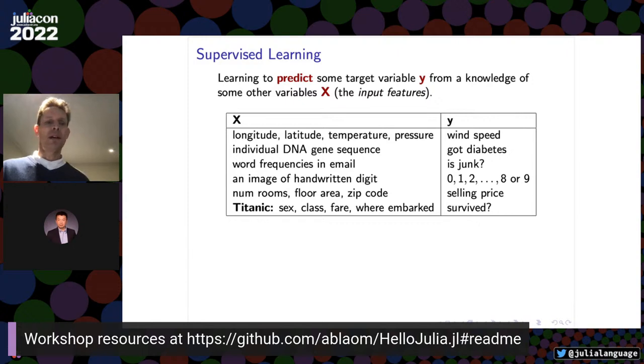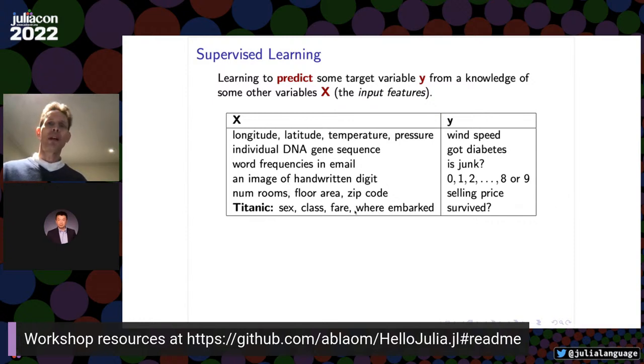Another example might be you are doing genetics, or you're a biologist, and the input features here are DNA sequences. So you're looking at genes, genetic sequences, and the thing you're trying to predict is whether a person is likely to get a certain disease based on their genes. You might be classifying emails, junk or not junk, so that's another example. You might be trying to classify handwritten digits as 0, 1, 2, 3, 4, 5, 6, 7, 8, or 9.